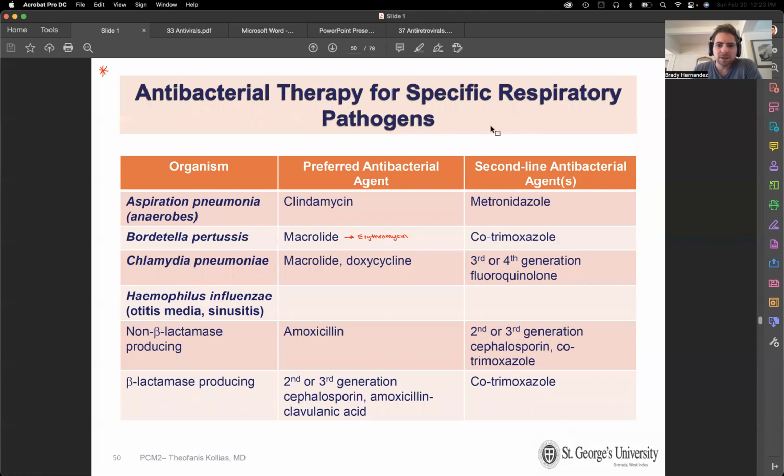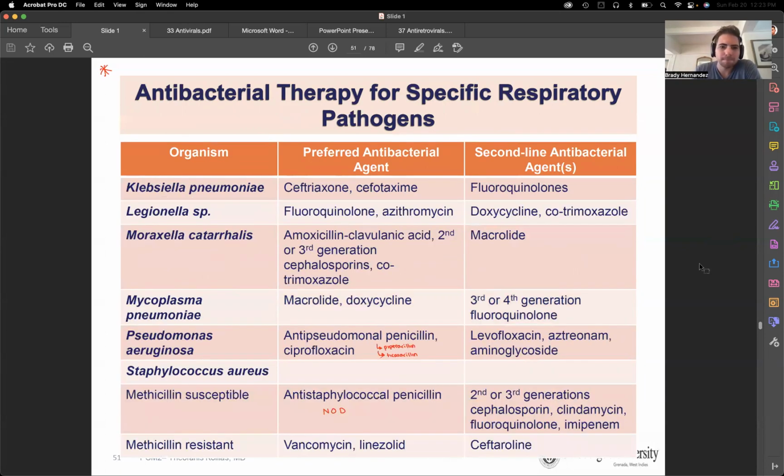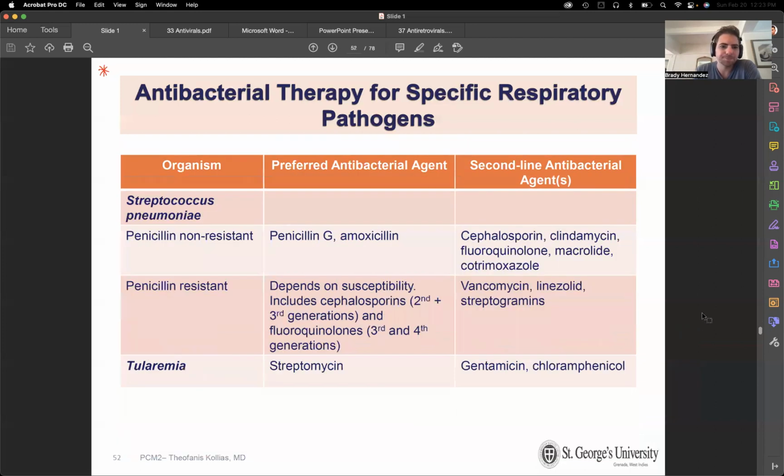And then this is good for respiratory pathogens. You can see here what you're gonna give. Okay, and you can see here, again, unfortunately, I don't have a lot for you. This is a lot of memorization. Here's your Pseudomonas drugs, piperacillin, ticarcillin, that you can give there.